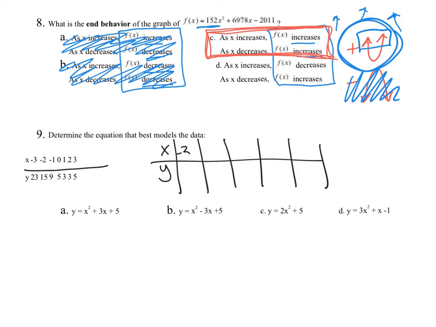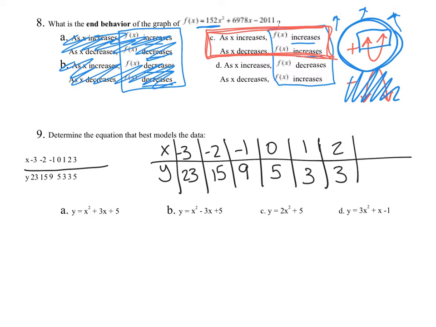So you have -3 and 23, -2 and 15, -1 and 9, 0 and 5, 1 and 3, 2 and 3, 3 and 5.